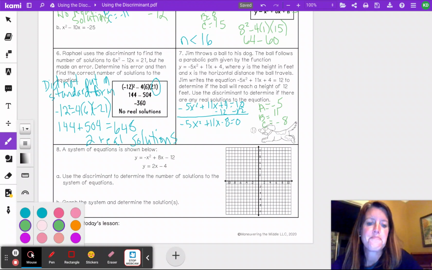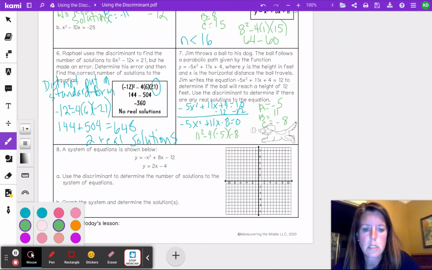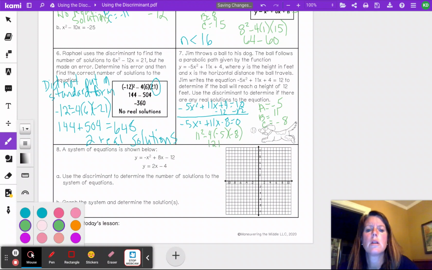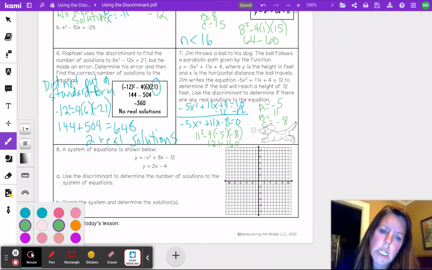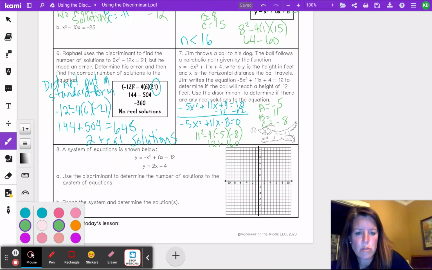So for the discriminant, this would be 11 squared minus 4 times negative 5 times negative 8. So 121, minus 160. Is that right? 20 times negative 8, minus 160, yeah. So that equals negative 39.